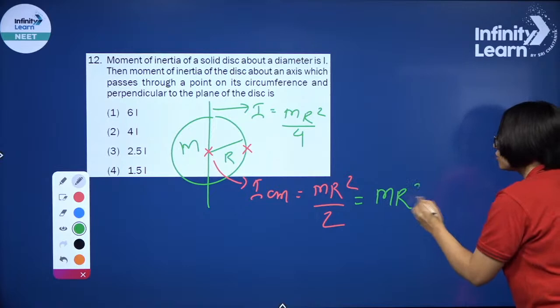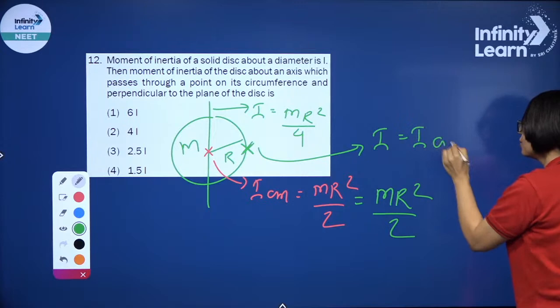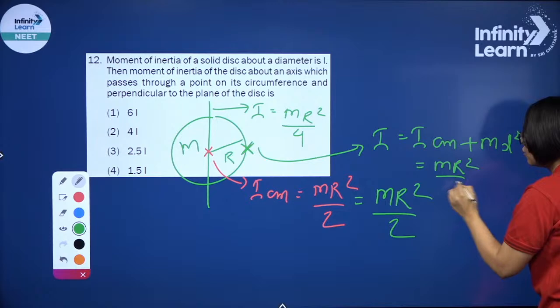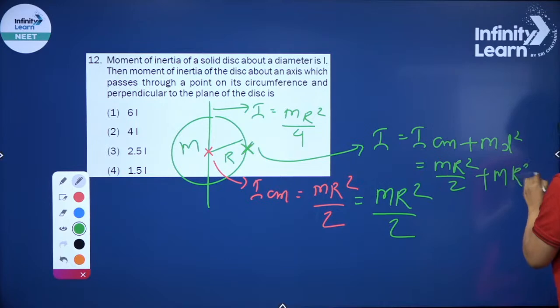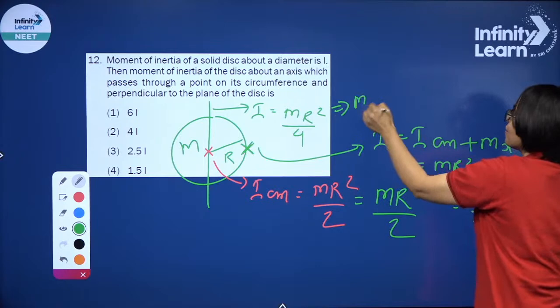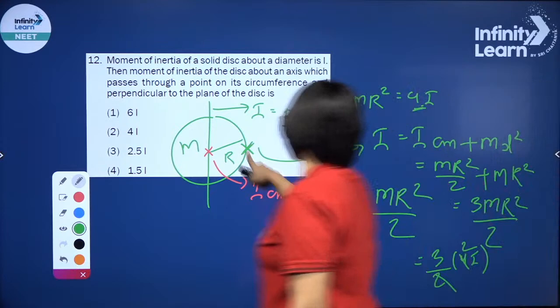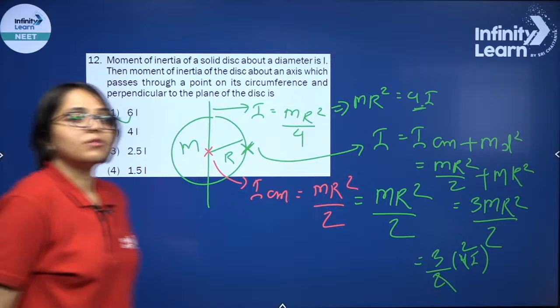फाइन, अब पैरेलल एक्सिस थ्योरम लगाओ. पैरेलल एक्सिस थ्योरम लगाओगे इसके अबाउट मोमेंट ऑफ इनर्शिया फाइंड करने के लिए, तो इट इज I इज इक्वल टू I CM प्लस MD स्क्वायर. I CM कितना है? MR स्क्वायर बाई 2 प्लस MD स्क्वायर. दोनों के बीच में डिस्टेंस रेडियस के बराबर है, सो इट इज MR स्क्वायर. सो दिस इज 3 MR स्क्वायर बाई 2. कितना आएगा? 3 MR स्क्वायर बाई 2. फाइन, बट I इज इक्वल टू MR स्क्वायर बाई 4. तो यहां से बच्चों MR स्क्वायर हो जाएगा 4I. उसको हम यहाँ पे पुट करेंगे तो इट इज 3 बाई 2 इंटू 4I एंड दैट इज इक्वल टू 6I. तो इस एक्सिस के अबाउट मोमेंट ऑफ इनर्शिया कितना आ गया? 6I, विच इज ऑप्शन नंबर 1. ऑप्शन 1 बच्चे, ऑप्शन 1. वेल डन, वेल डन आर्यन, आई होप इट इज क्लियर.